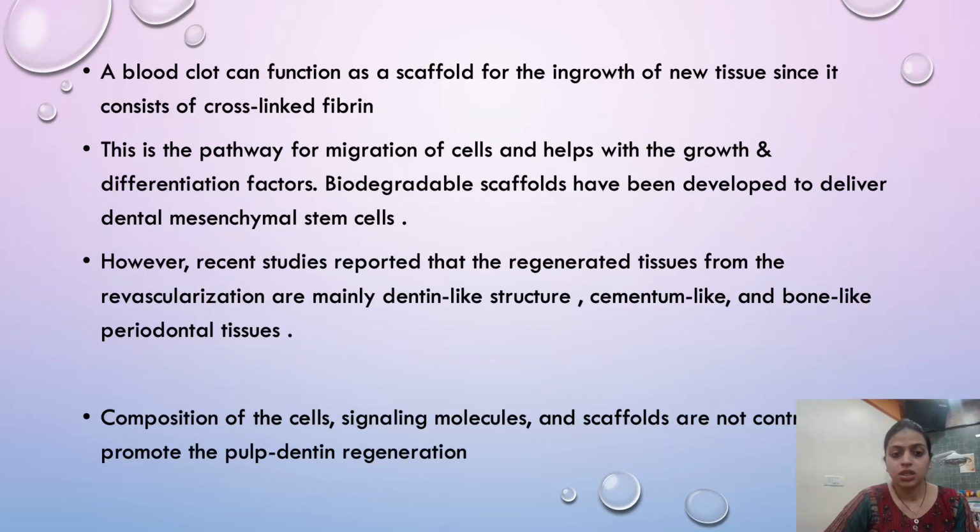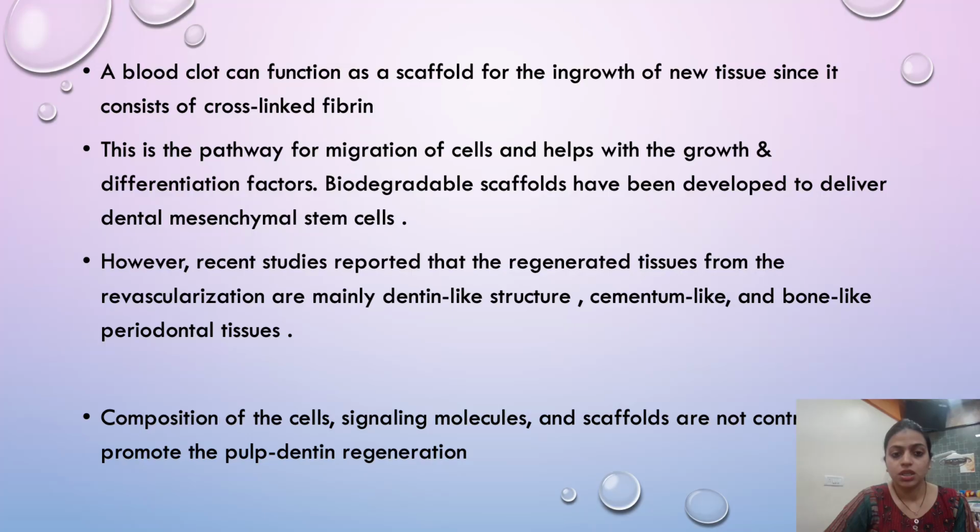Okay, a blood clot can function as a scaffold for ingrowth of new tissue since it consists of cross-linked fibrin, and this is the pathway for migration of cells and helps in growth and differentiation factors. Biodegradable scaffolds have been developed to deliver dental mesenchymal stem cells.